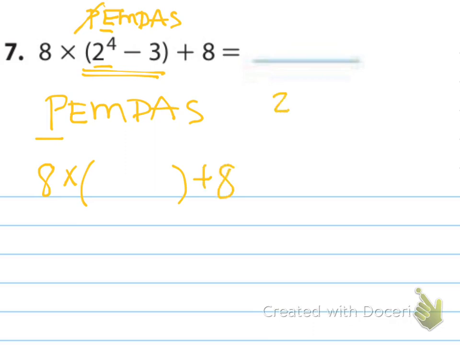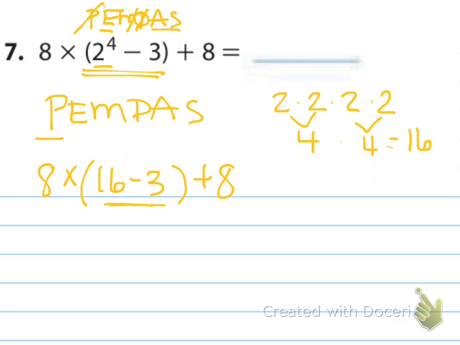2 to the 4th power is the same as 2 times 2 times 2 times 2. Not 2 times 4. 2 times 2 times 2 times 2. So I know that this is 4 and this is 4. When I multiply them both together, I get 16. And then don't forget to bring down your minus 3. So now I'm still inside my parentheses. I don't have any multiplication or division, but I do have addition or subtraction. Right here I have my subtraction. So I'm going to bring down my 8 times and my plus 8, and I'm going to do what's inside the parentheses, which is subtract.